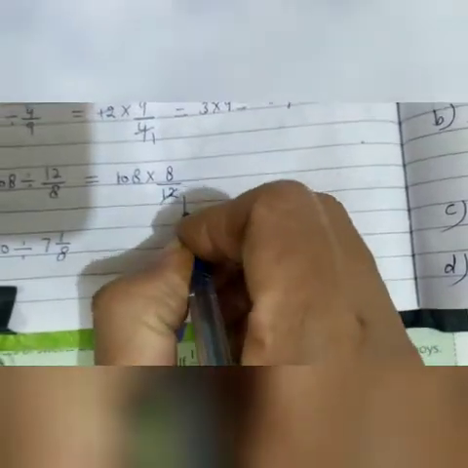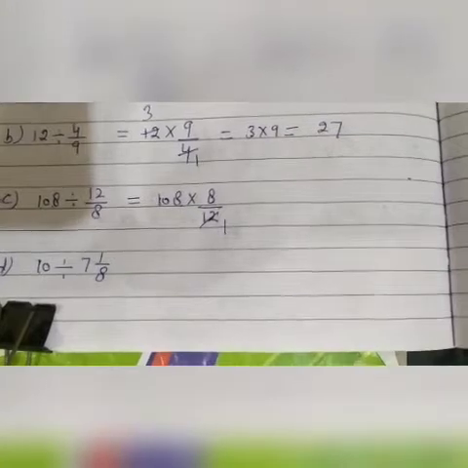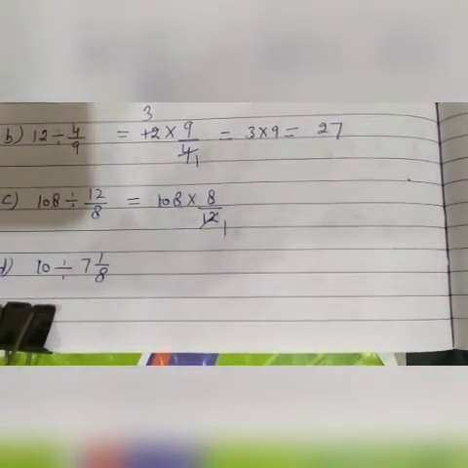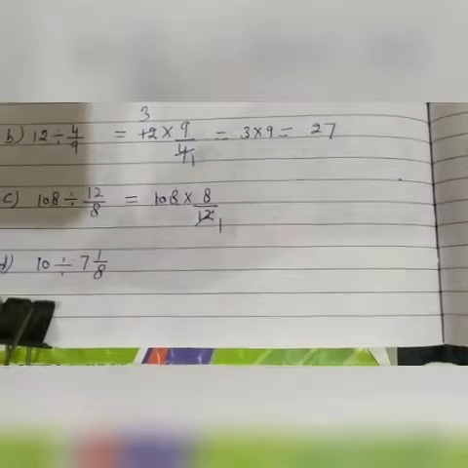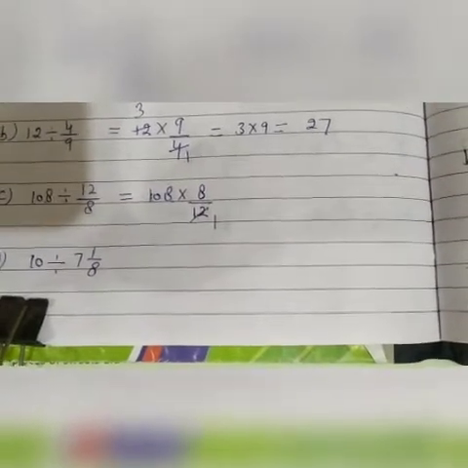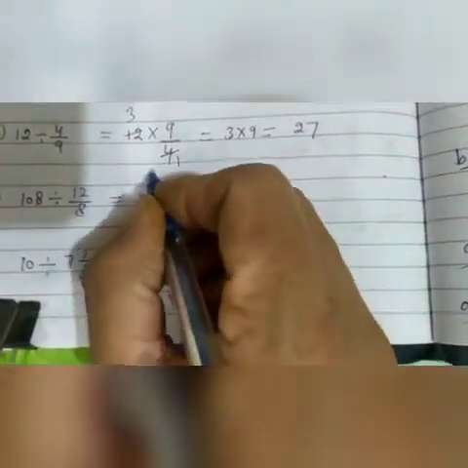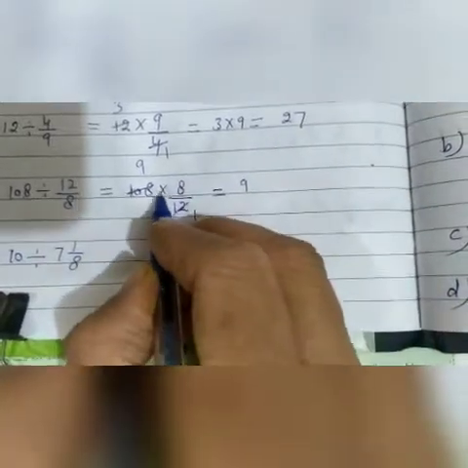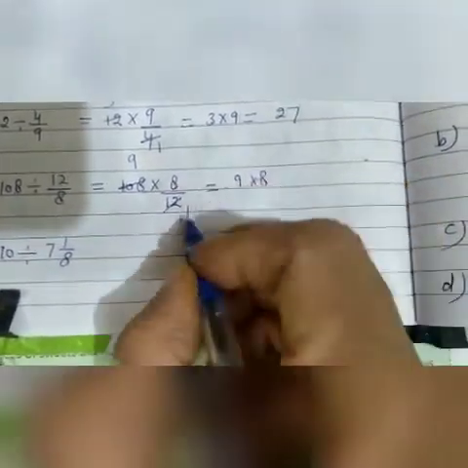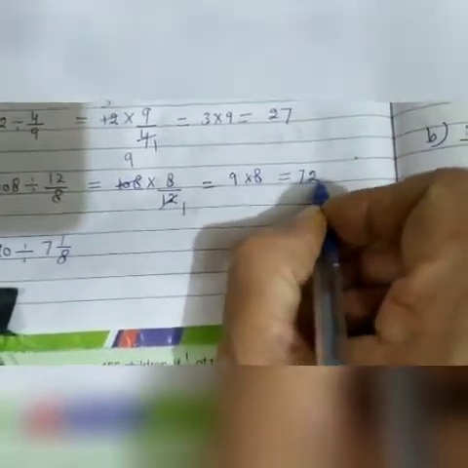So 12 1s are 12, 12 2s are 24, 12 3s are 36, 12 4s are 48, 12 5s are 60, 12 6s are 72, 12 7s are 84, 12 8s are 96, 12 9s are 108. So it is now 9 into 8. We will not write this one. Now 9 8s are 72.